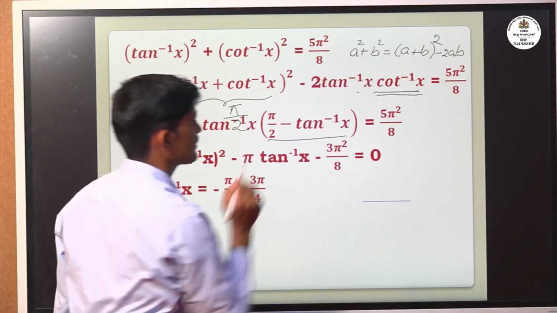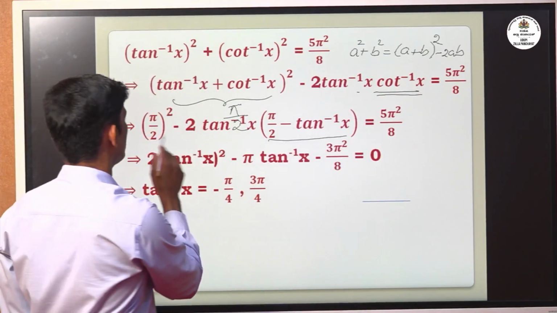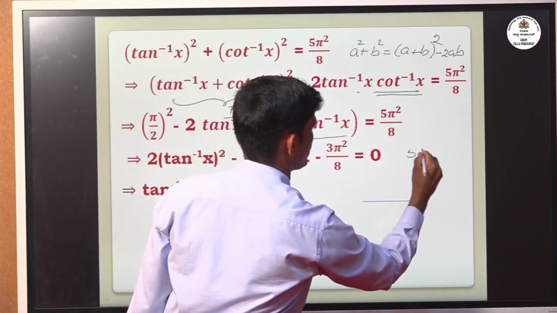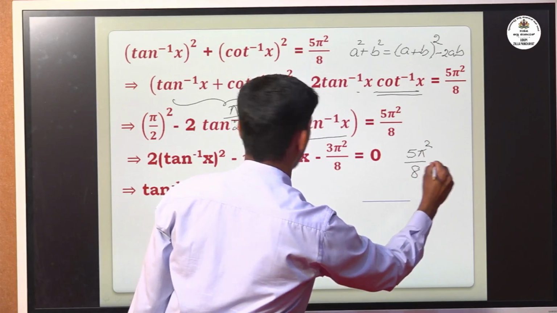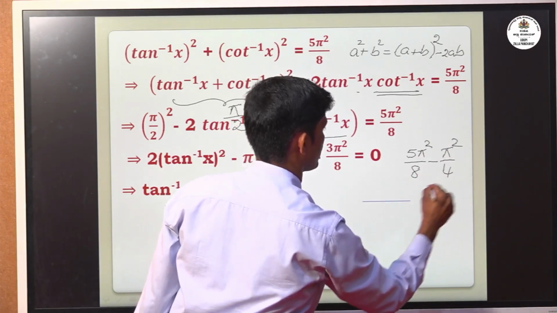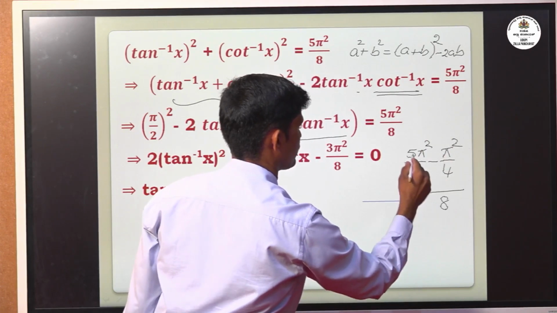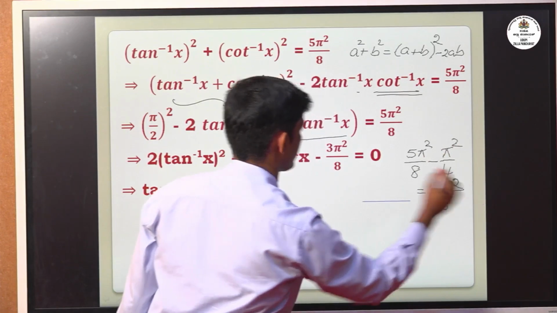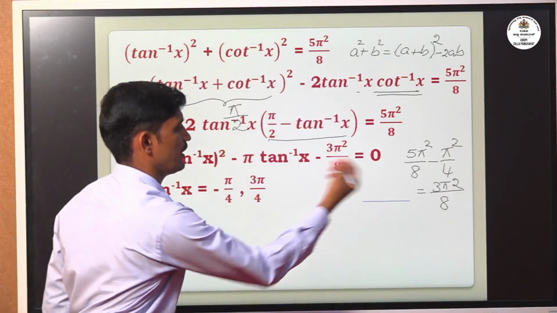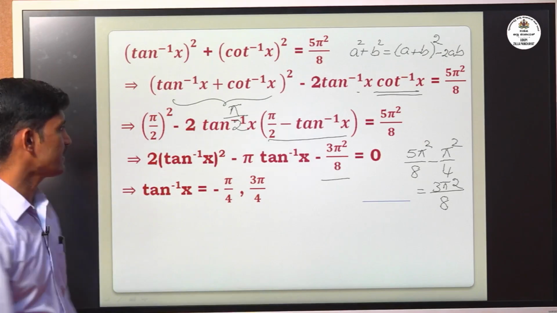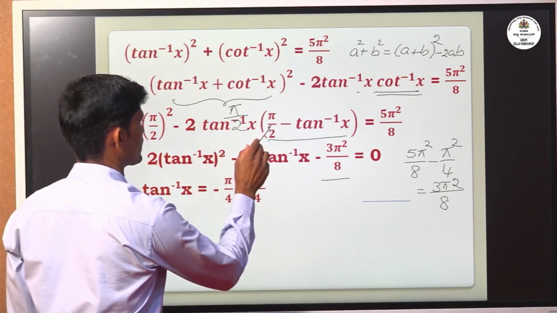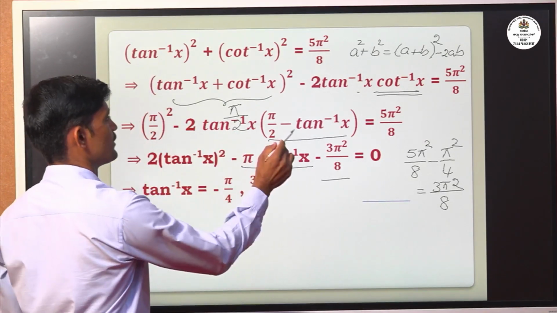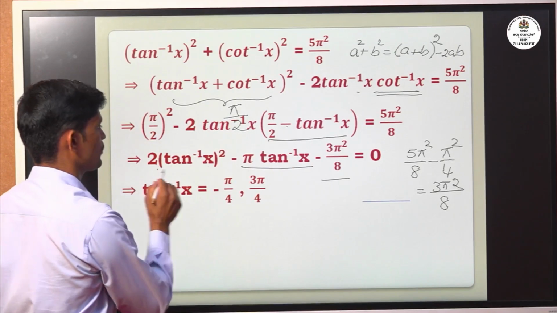So it is pi square by 4, subtract on the other side: 5 pi square by 8 minus pi square by 4, the LCM is 8. This is 5 pi square minus 2 pi square, that is 3 pi square by 8. On the right side 3 pi square by 8, on the left side it is minus 3 pi square by 8. Here minus 2 tan inverse x into pi by 2 cancels, giving minus pi tan inverse of x, and minus into minus plus 2 tan inverse of x whole square.